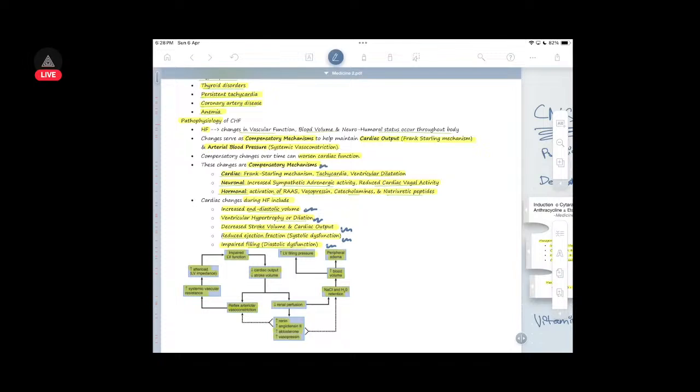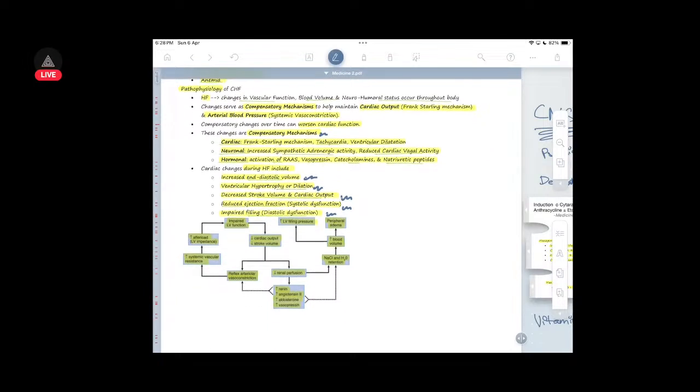So yeah, you also have compensating mechanisms here: Frank-Starling, sympathetic adrenergic, cardiac vagal, hormonal activation of nerves and stuff.